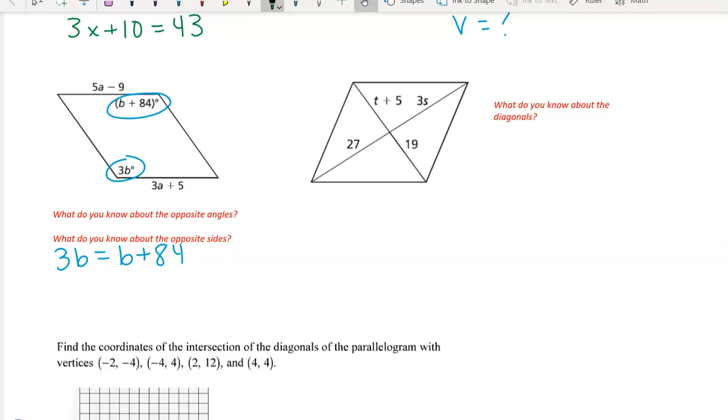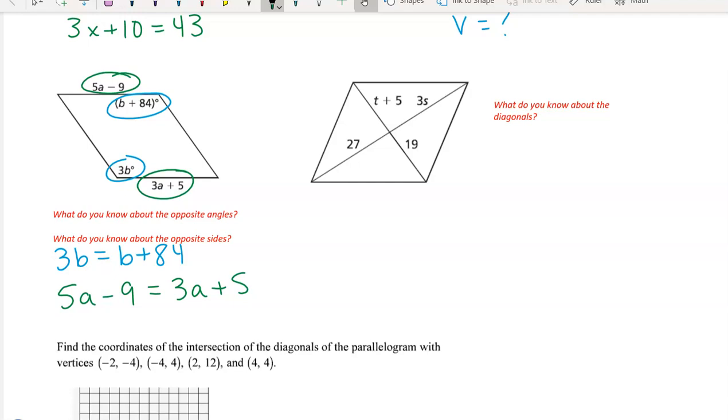And then we were also given a set of sides. Well, since they're opposite sides, we know that they must also be congruent. So we can set up an equation. 5a minus 9 is equal to 3a plus 5. And then you're going to solve that for a, and that'll give you the a value.